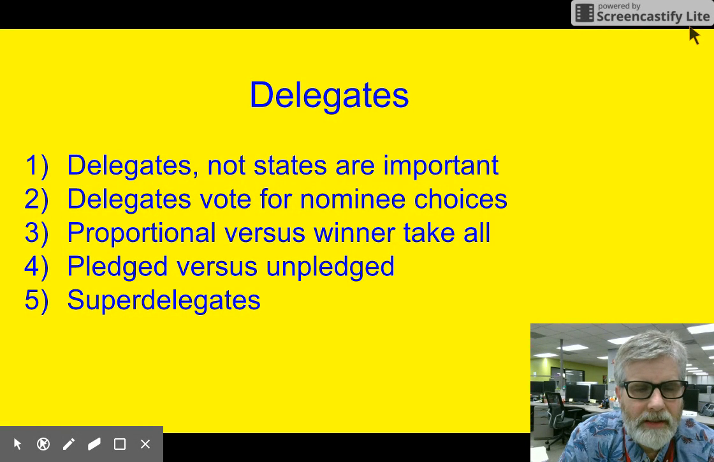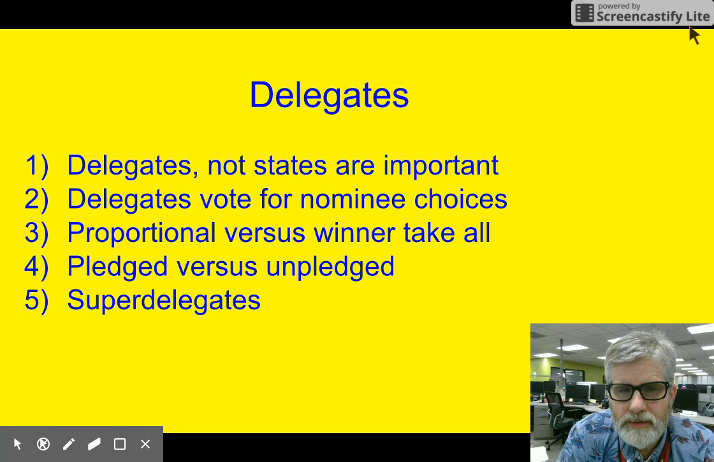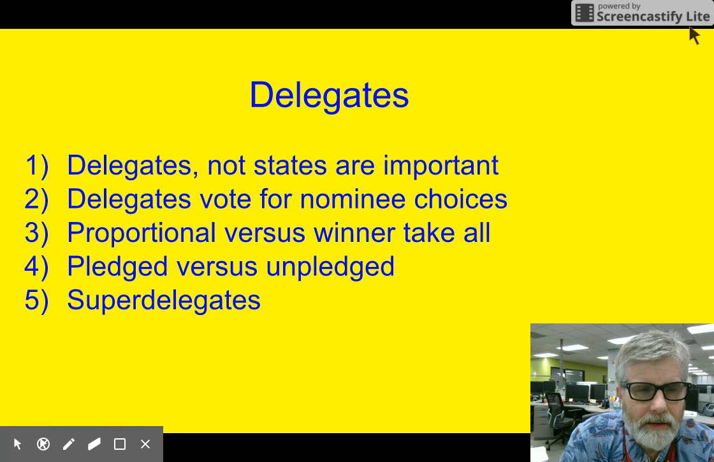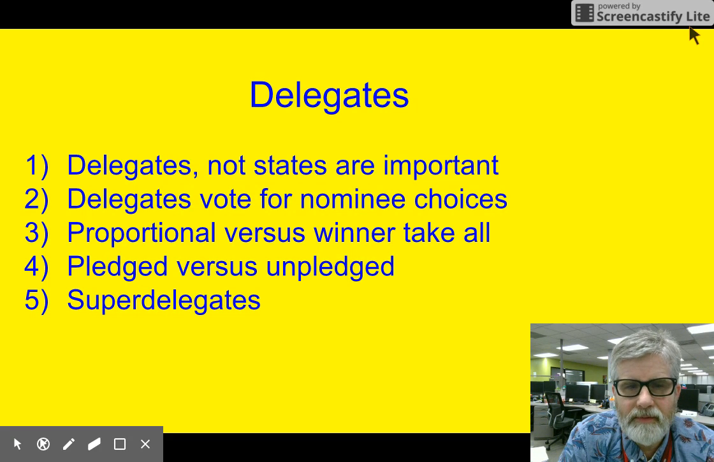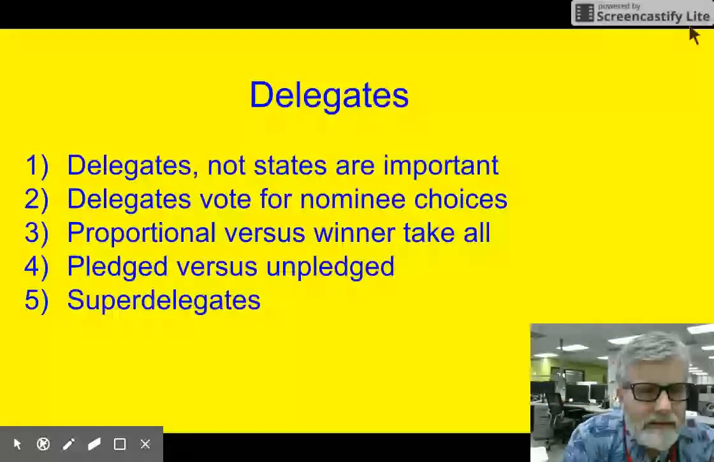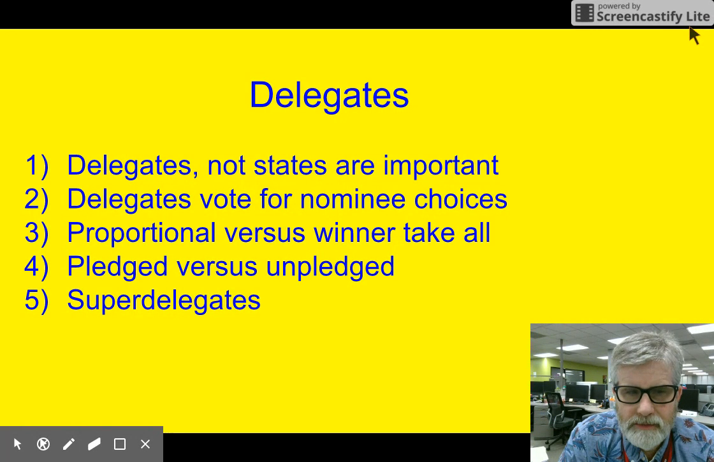So we've had many cases in this past 2016 election cycle where a person has won two states and the other person has won one state, and they gain delegates. So how the delegates are proportioned and how they're given is the important thing. Delegates vote for the nominee choices.